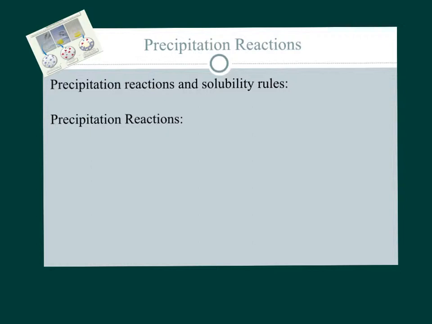Okay, so let's talk about precipitation reactions. First of all, whenever you see a precipitate, that's going to be abbreviated PPT, precipitate. And a precipitation reaction is simply when a precipitate forms. The solubility rules that go with precipitation reactions allow us to make predictions about the precipitate.